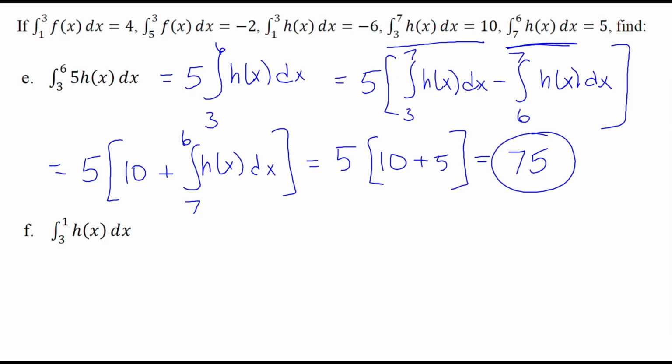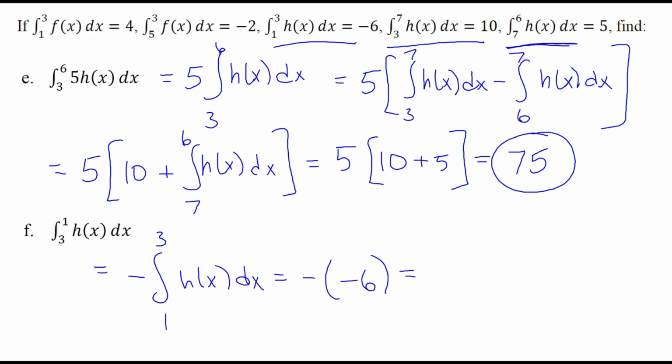All right, for our next one here, we're looking at the integral from 3 to 1 of h. Well, I have 1 to 3 of h, so just flip the limits of integration. It's the opposite of the integral from 1 to 3 of h, which is the opposite of negative 6, which is, of course, just 6.